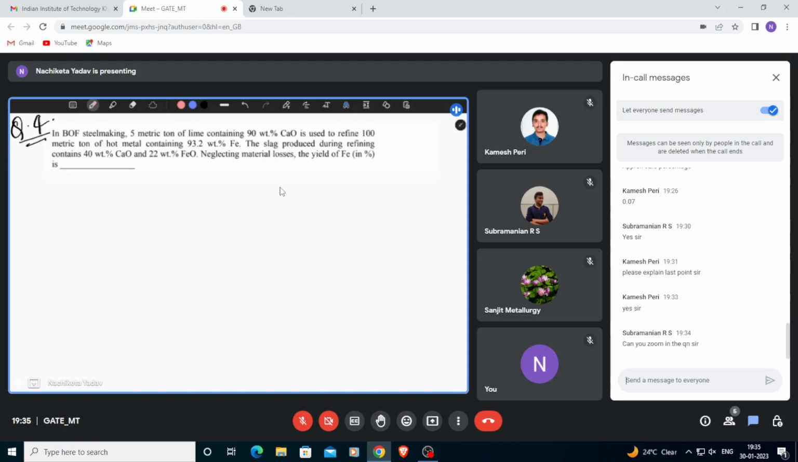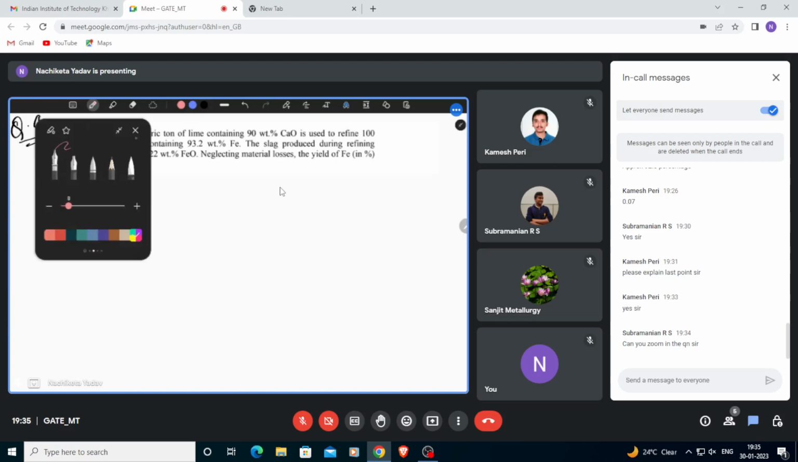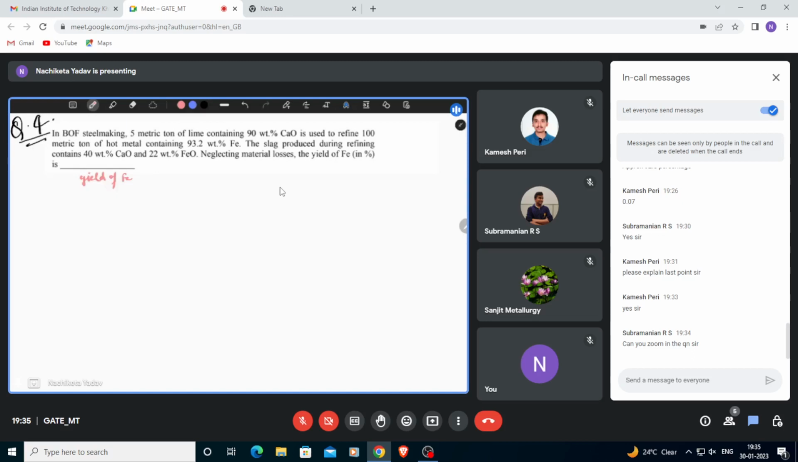Here we have to calculate yield of iron. So what will be the yield of iron percentage? This will be weight of iron in steel divided by weight of iron in hot metal, into 100. And for steel, we can write weight of iron in hot metal minus weight of iron in slag, from mass balance. So can you now find out?